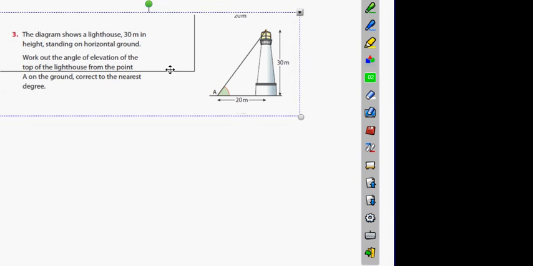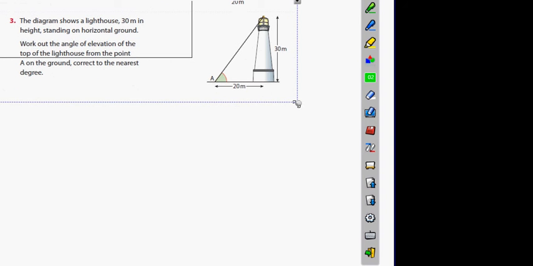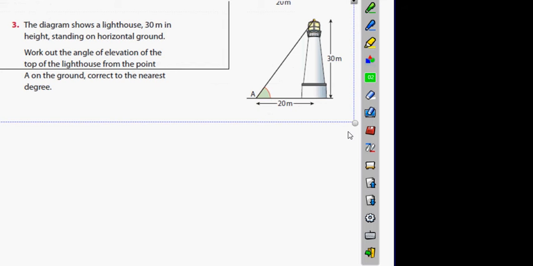The lighthouse is 30 meters tall and it's 20 meters away from the person looking at the lighthouse. Work out the angle of elevation. Elevation means you're looking upwards from the top of the lighthouse to the point on the ground. Well, guys, we're not going to lose much sleep over this.